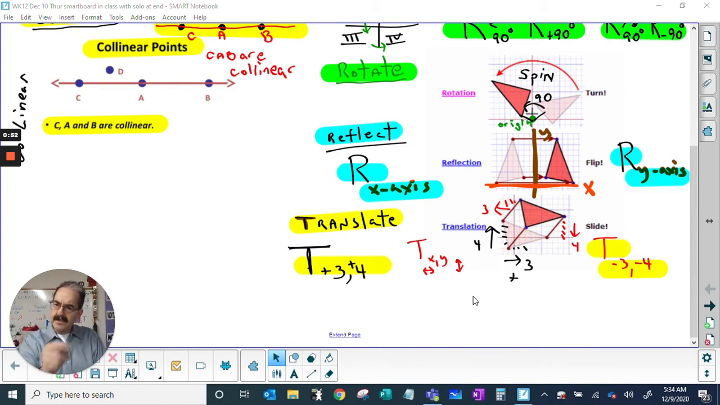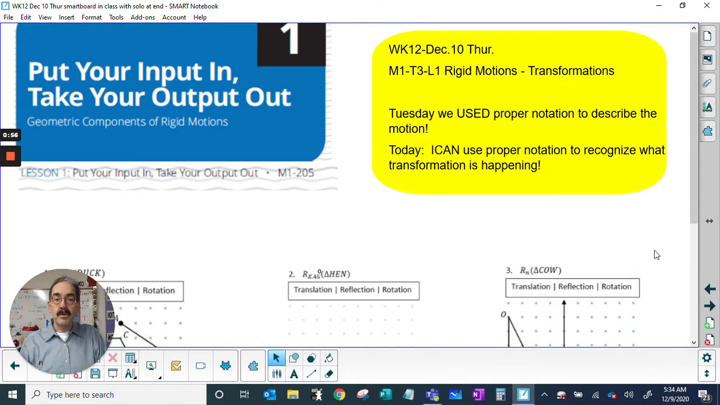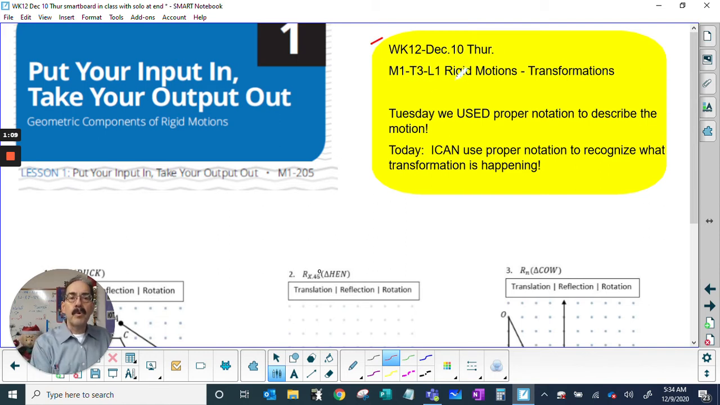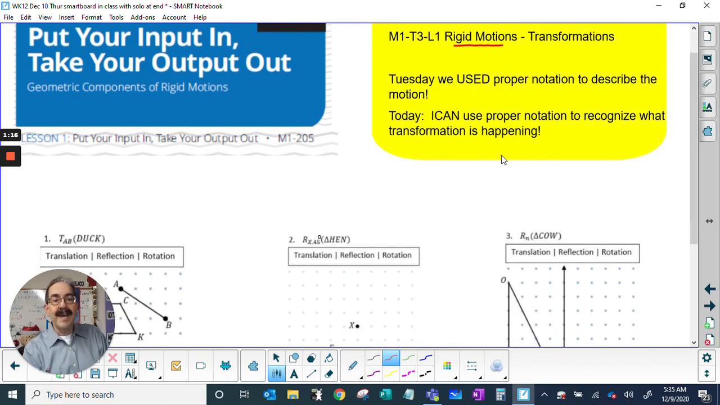All right, day 2 of this. Today, we want to make sure that we recognize those notations, okay? So the first thing we want to do is week 12, December 10th, it's Thursday. We're in rigid motions. On Tuesday, we learned to write that notation. Today, we want to recognize the notation and be able to describe what is happening.